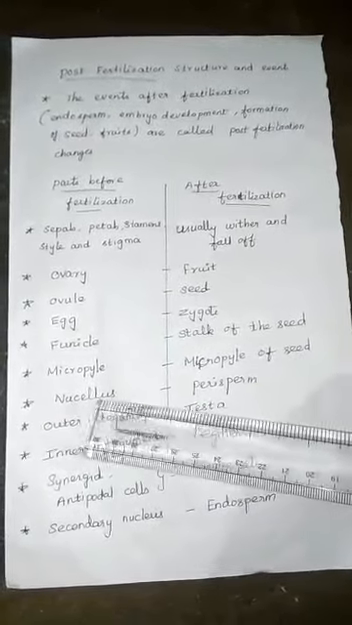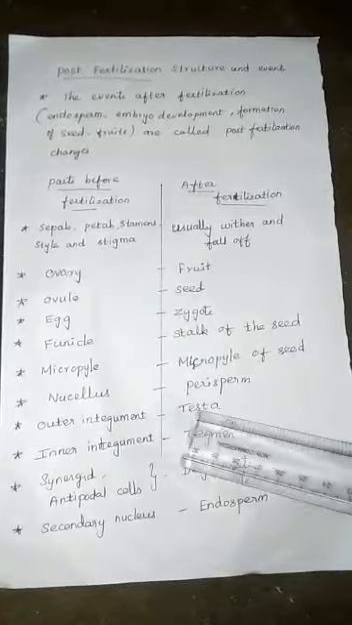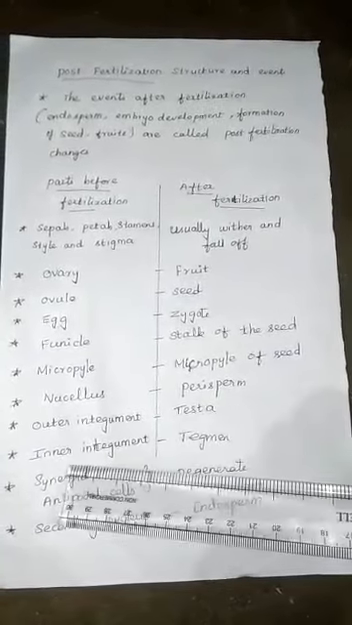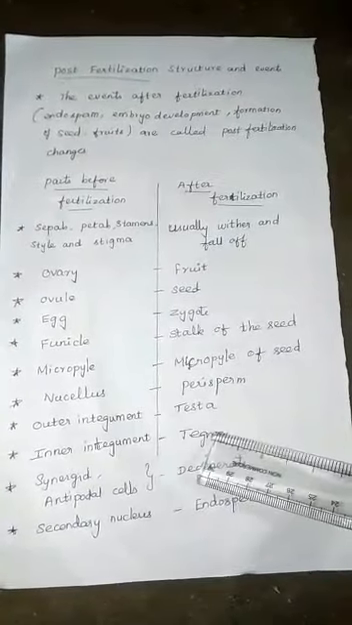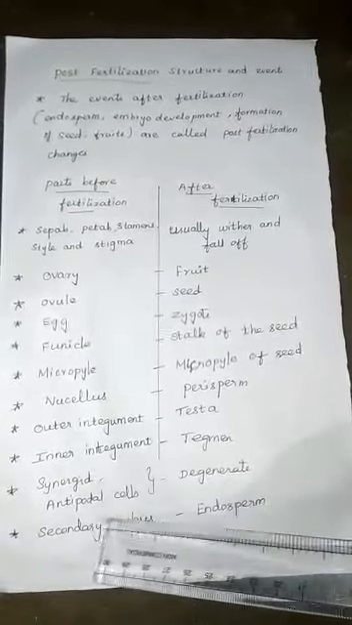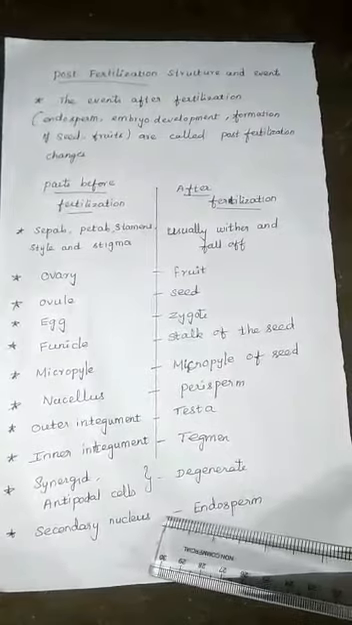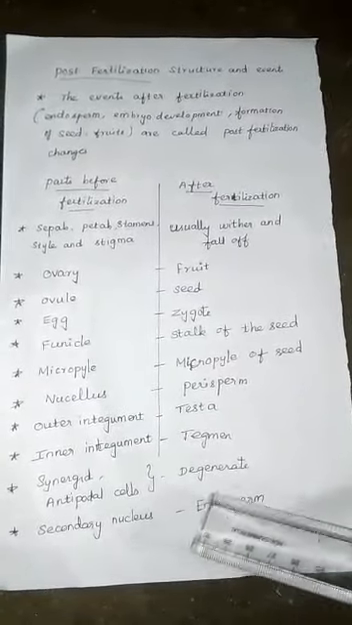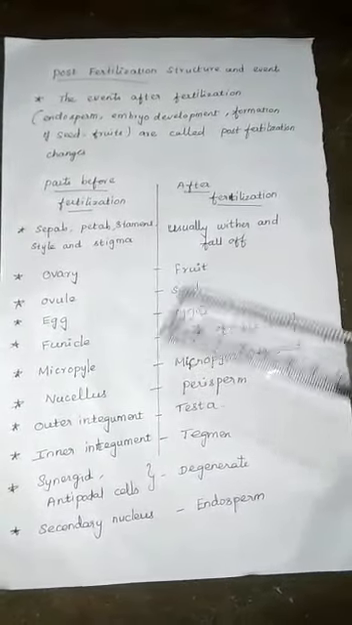Then the nucellus, the central part of the ovule, will become the perisperm. Then the outer integument of the ovule will become the testa of the seed, the outer seed coat. Then the inner integument will be the tegmen, the inner covering seed coat. Then the synergids and antipodal cells all will degenerate. Then the secondary nucleus will become the endosperm. Then the zygote will develop into the embryo.